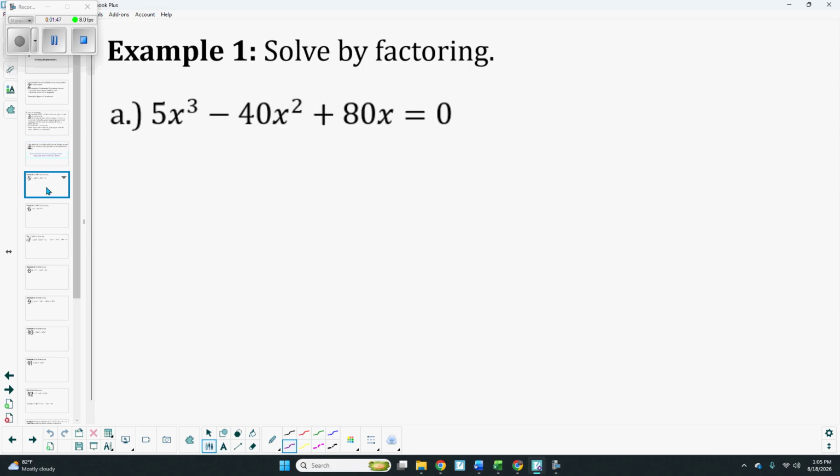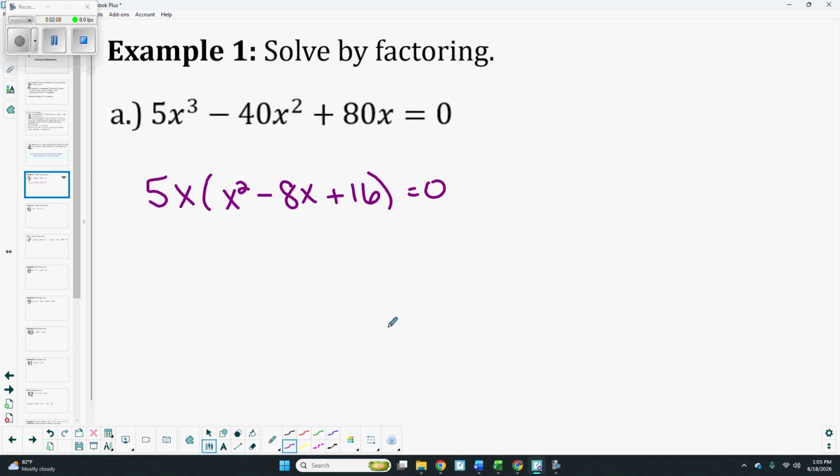Example 1, let's solve by factoring. There's definitely a GCF here because all of these are divisible by 5 and they all have x's. So we're going to divide everything by 5x first. So the 5x will go on the outside. That'll leave us x squared, 40 over 5 is 8, now just x, and 80 over 5 is 16.